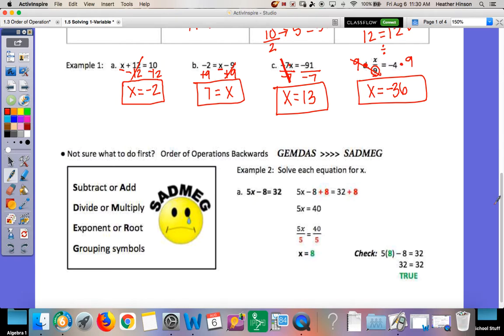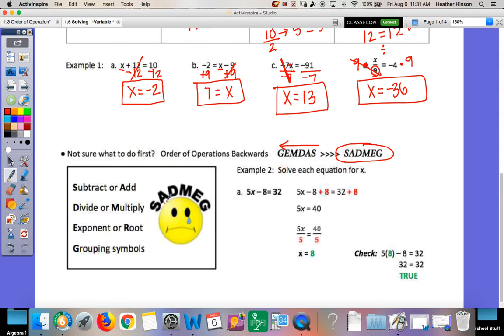So if you're not sure what to do if you have more than one step, we talked about order of operations a couple days ago. To solve an equation, you're just doing that backward. So take your GEMDAS, your grouping, exponent, multiplication, division, addition, subtraction, but do it backward, which turns into sad Meg. She's so sad right here because she doesn't like solving equations because she gets confused on what to do. But if you follow sad Meg, it will tell you what to do.